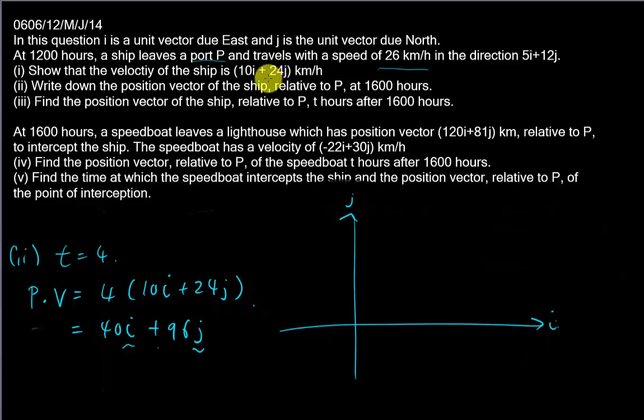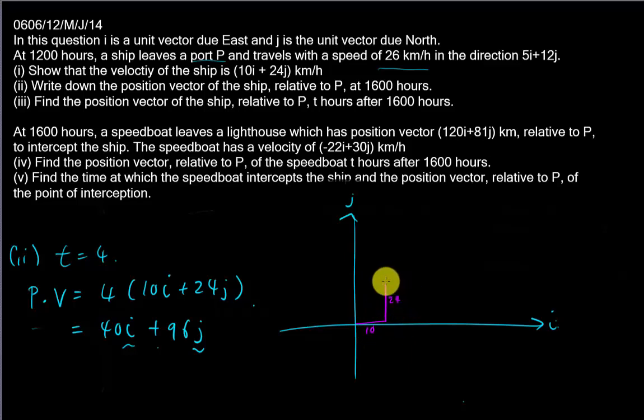So if the ship travels 10i plus 24j km per hour, it means every hour the ship is going to travel 10 plus 24, correct or not? If you understand the velocity like this. So let's say this is 10, 24. This is every 1 hour.